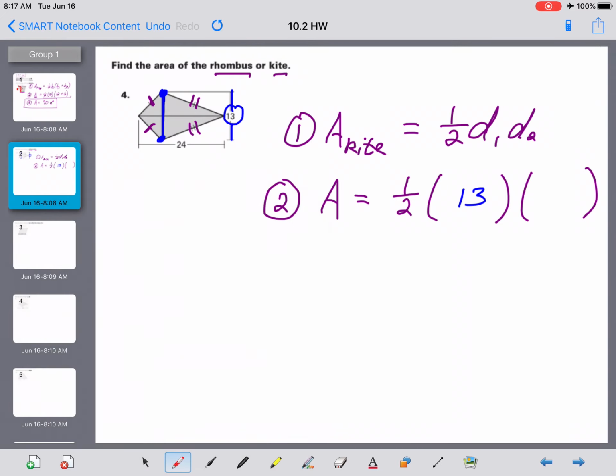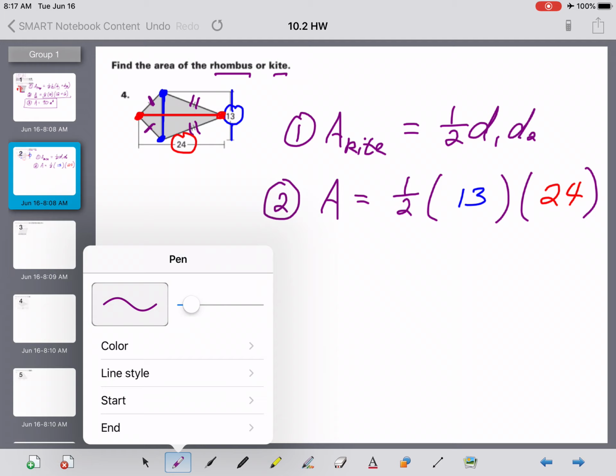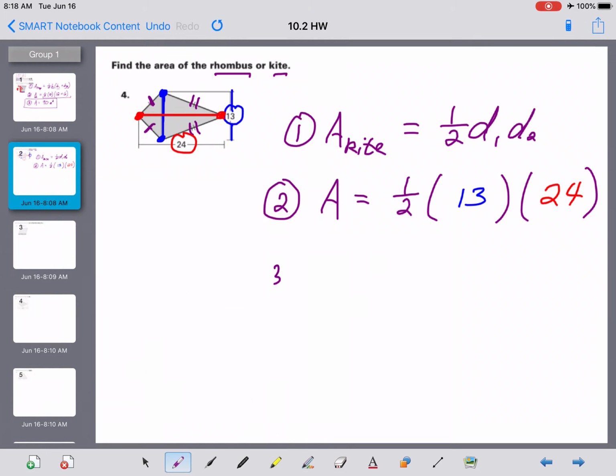And now let me switch to red on you here. The other diagonal goes from this vertex on the left to this vertex on the right. So this whole piece in red is diagonal number 2, and they gave you that measurement as well, which is 24. Okay, so again, just like problem number 1 that we did a moment ago, they gave you every piece of information that you needed right here, and all we have to do is put that entire right side into our calculator all at once.